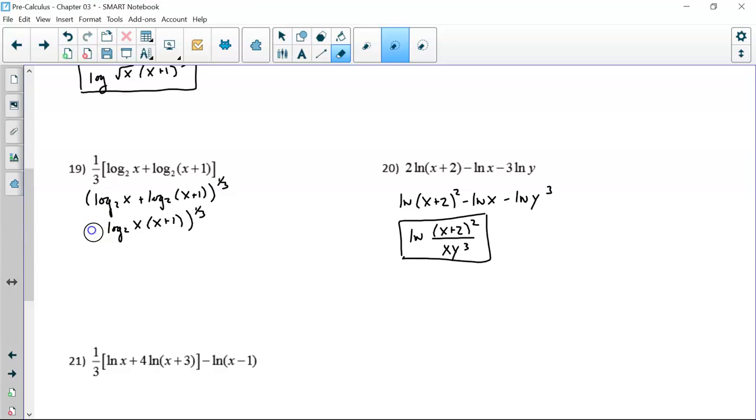Oops, sorry, not the log. So now, raising to the 1/3 is the same as the cube root. So it's the log base 2 of the cube root of x times x plus 1. And you can keep your answer just like that.